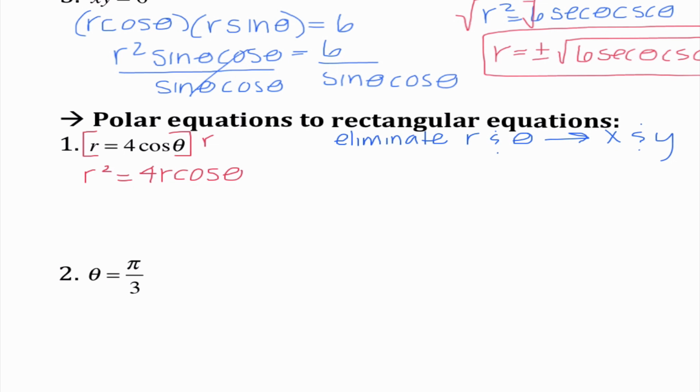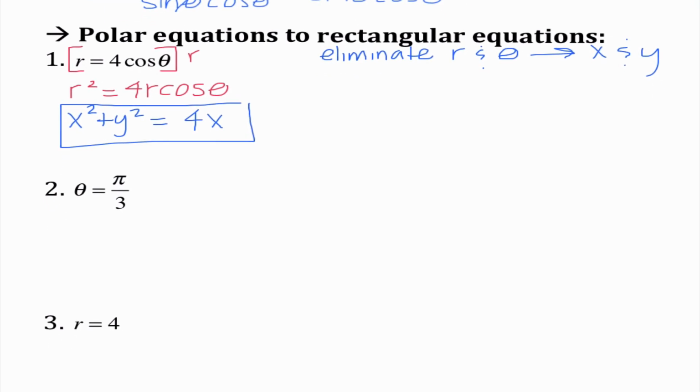Now, two really nice things happened here, because we know that r squared just becomes x squared plus y squared. And over here, r cosine theta we know is equal to x. So our answer here is x squared plus y squared equals 4x. Now, we don't need to complete the square or anything, but with our knowledge, we actually know this is a circle. So that tells us that this polar graph, which eventually we'll get to graphing, is an equation of a circle.